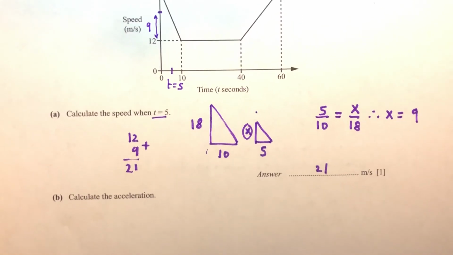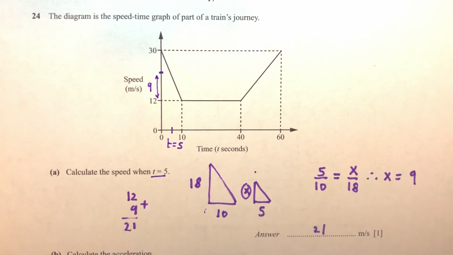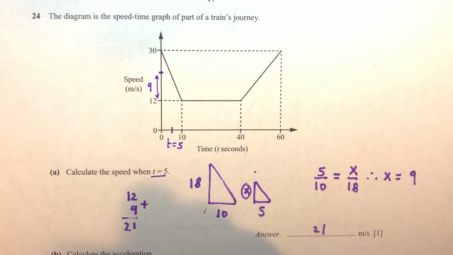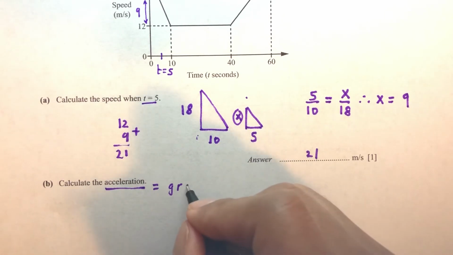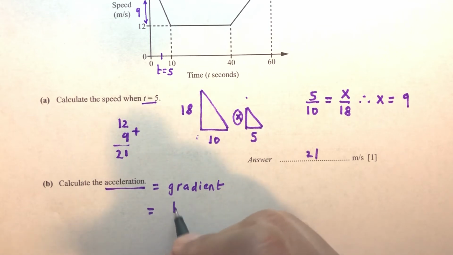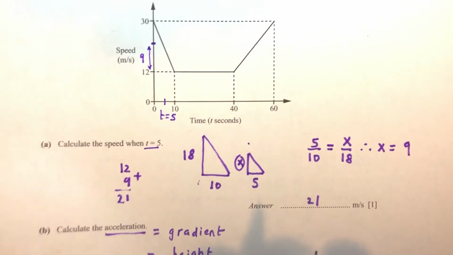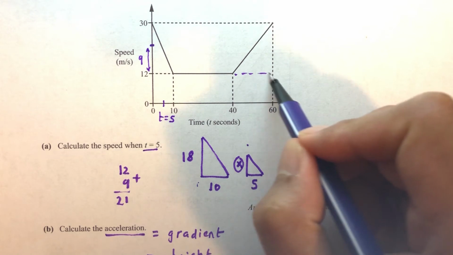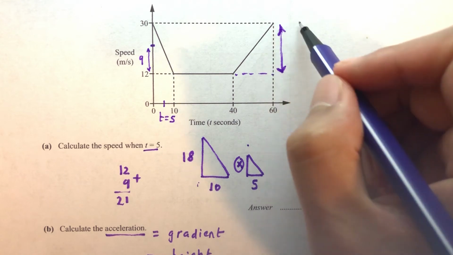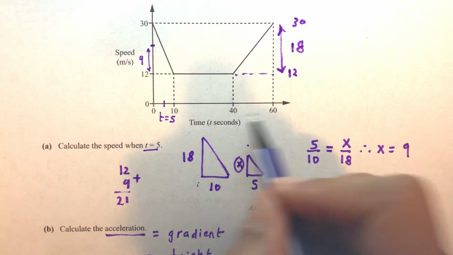Okay. So now moving to part B, the acceleration. So where is the acceleration? So that's deceleration. Acceleration is this part. So we know acceleration is equal to the gradient of the graph. Will be the height divided by base. Okay. So what is the height? This height will be 30 minus 12, which is 18, and the base is 60 minus 40, which will be 20.